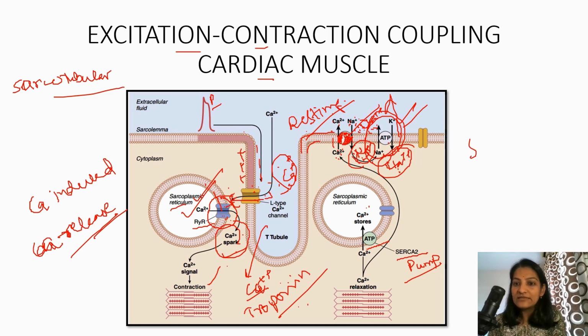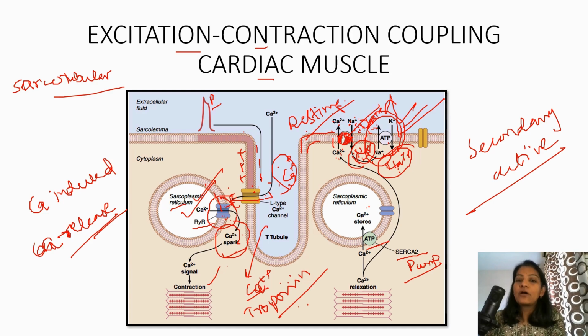This is called secondary active transport, where the energy is utilized by the sodium potassium pump and calcium is transported outside the cell, the myocardial cell. So this is the whole process of excitation contraction coupling discussed in case of cardiac muscle.